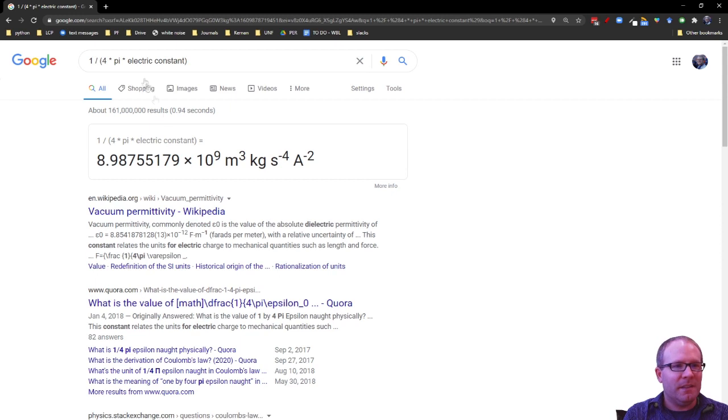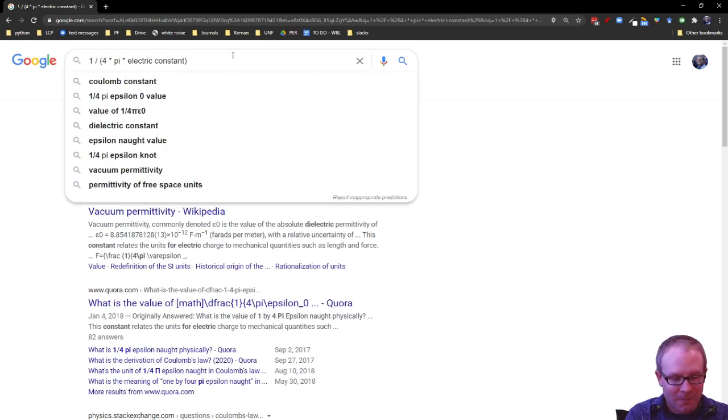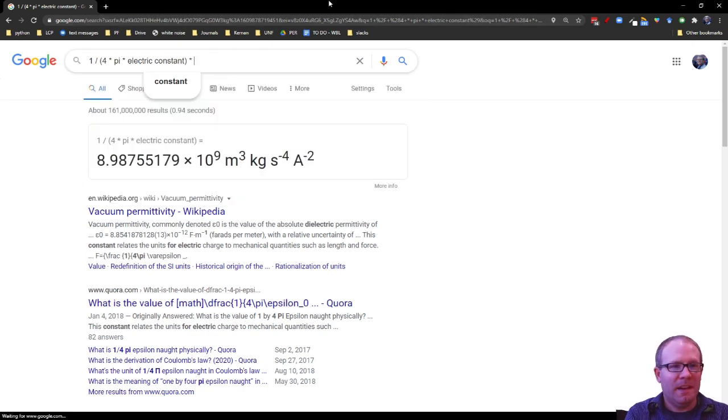Yes, here we have 9 times 10 to the 9, so this is 1 over 4 pi epsilon naught, just like you're accustomed to seeing in your textbook. Yes, it does know what pi is as well. I can then take that and multiply it by the next piece, the elementary charge. We're doing that one twice, so let's have elementary charge times elementary charge, and then divide again by 1 nanometer squared.